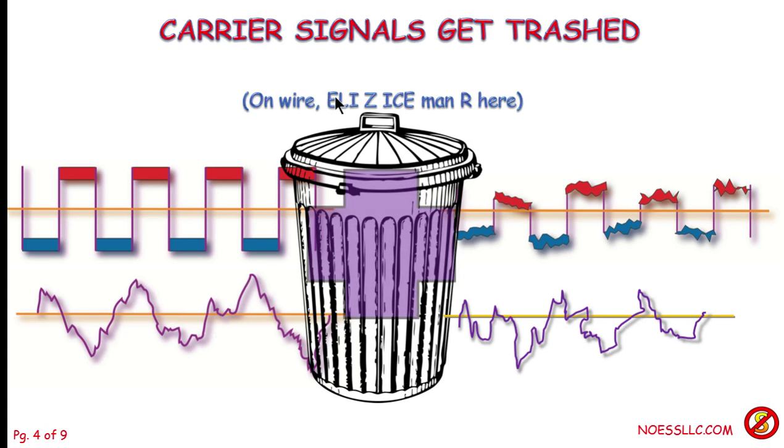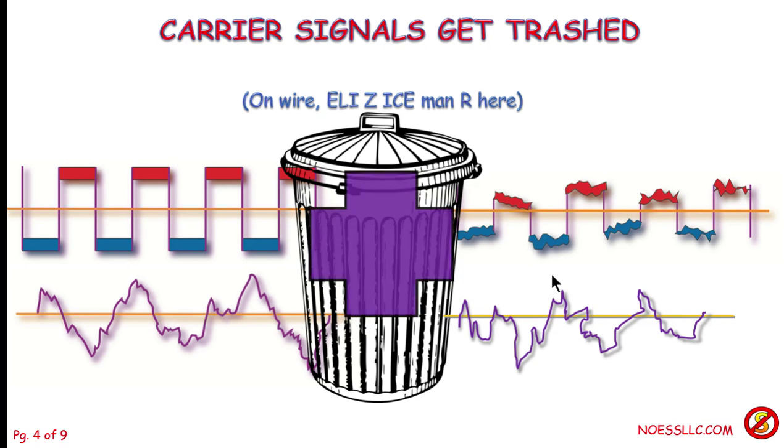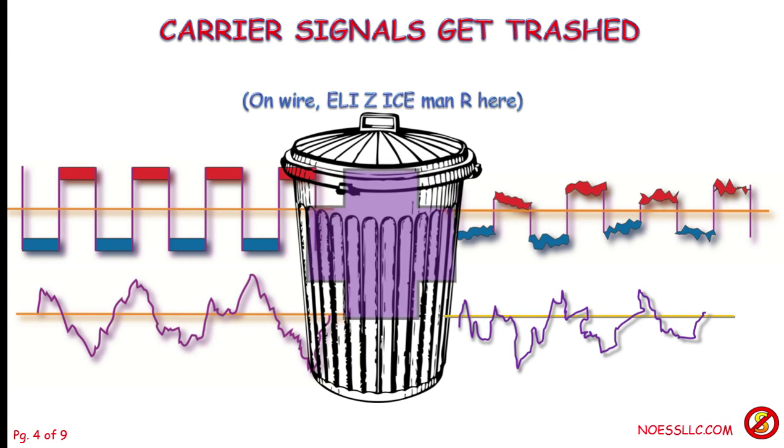If you want to know about why that happens on wire systems, then you can go back and check with Eli the Iceman, because he and R are right here. Yeah, that does that to analog signals. That was in an earlier video, by the way. So if you don't know what Eli the Iceman is and you don't know what R is, you should probably go back.